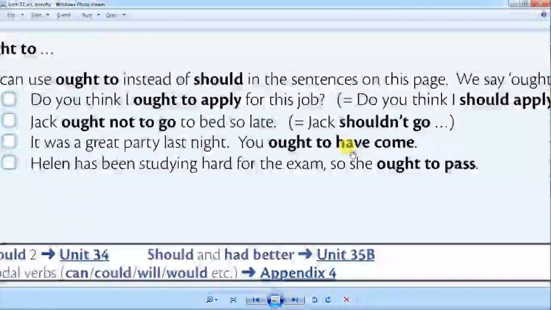I told you not to go there. You ought to have gone to the bathroom. Can you repeat? You ought to. Ought not to. Not to. Have gone to the party. Okay?